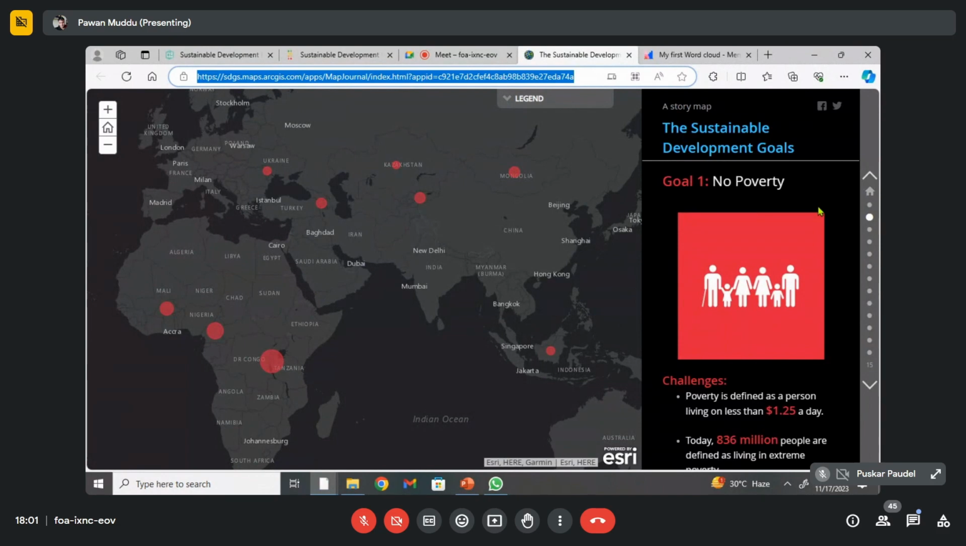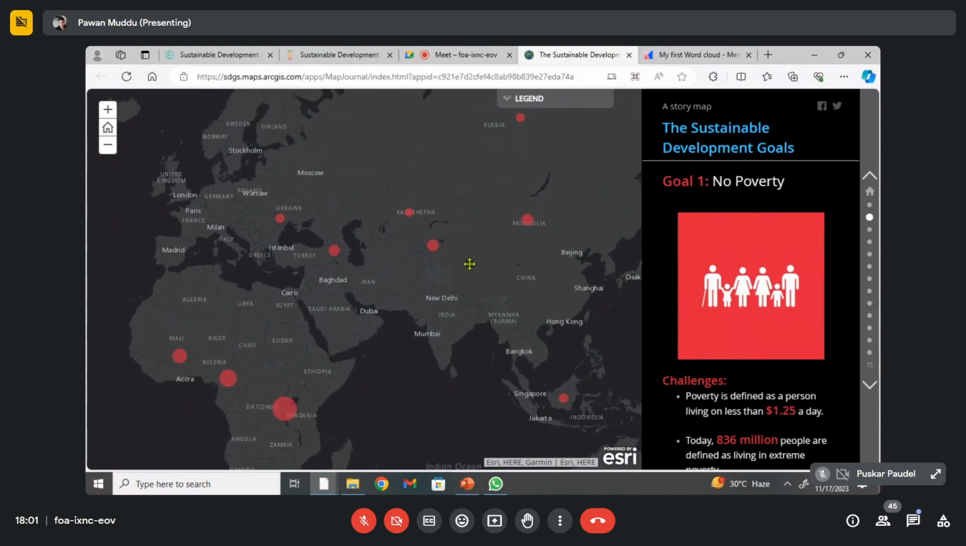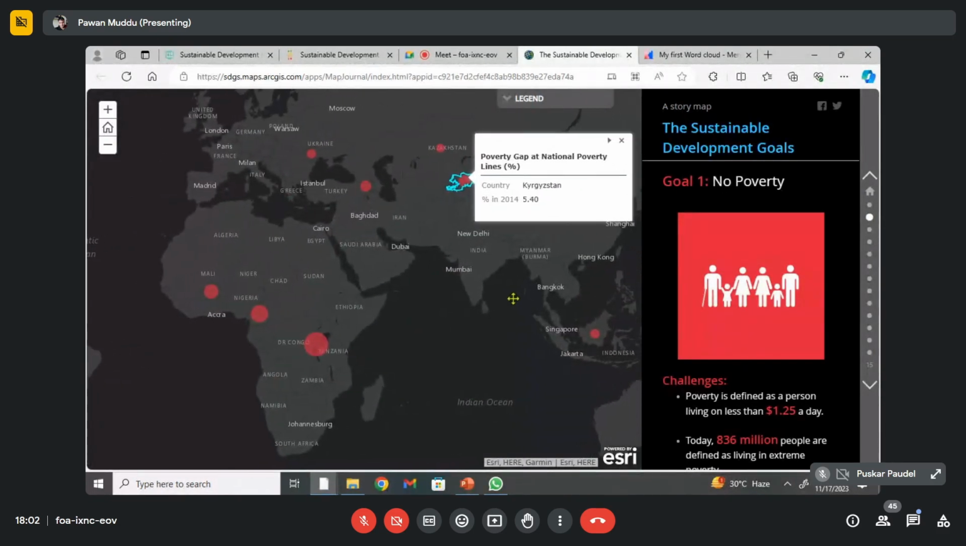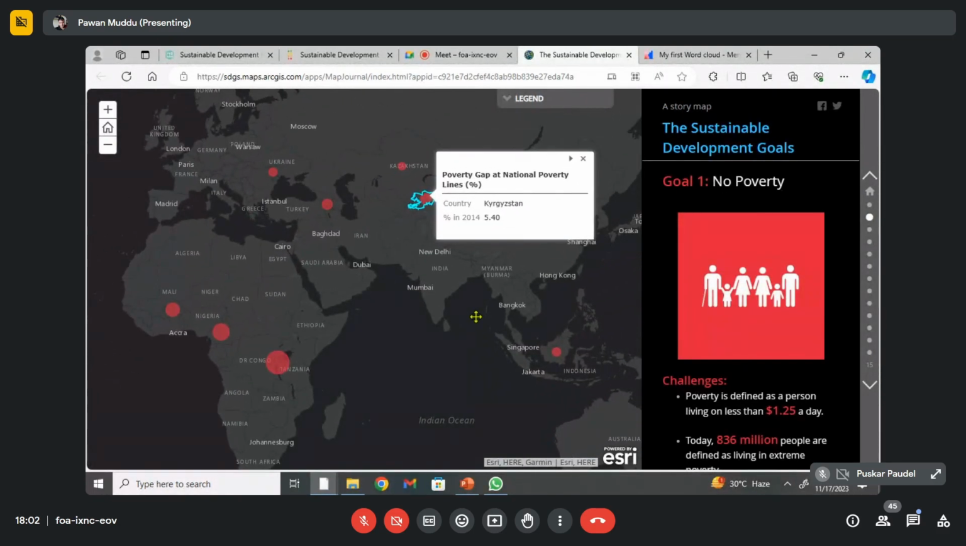So let's just go through these goals one by one. The first goal here is no poverty, right? And here you can see this ArcGIS dashboard. The data that is fed into the ArcGIS dashboard is basically open access data, but it's using proprietary software like Esri. So the first challenge here is no poverty. And what you can see is the poverty gap.